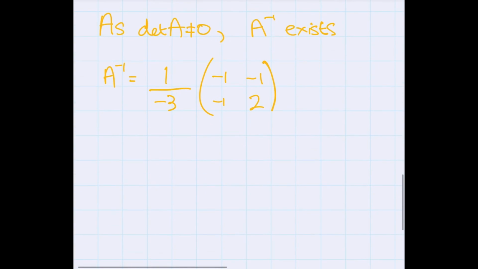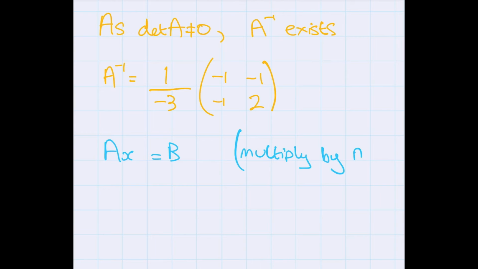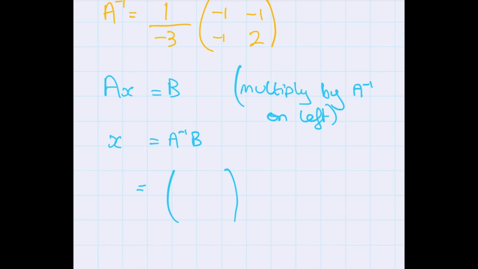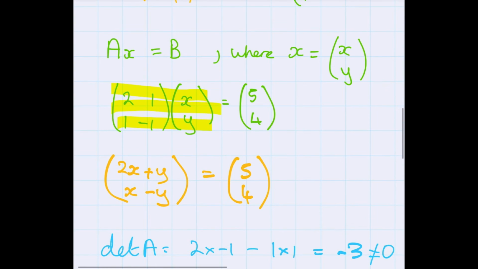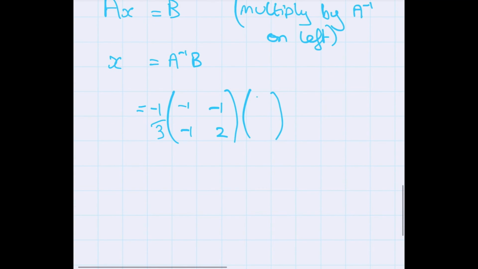Okay? So you remember we have our equation AX equals B, but now we can multiply by A inverse. So this gives us that X, our vector we're after, so x and y, equals A inverse times B. So let's do that. A inverse was our minus a third, then minus 1, minus 1, minus 1, and 2. And B was our column vector of the answers. So that was 5, 4.